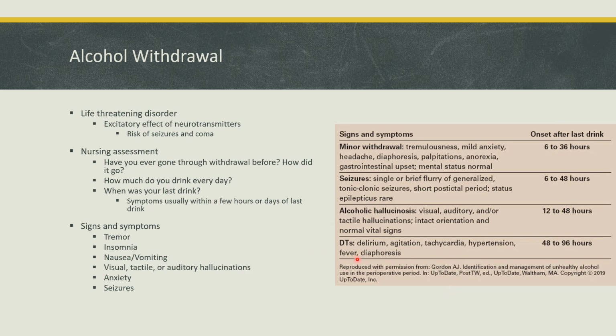And then our DTs, delirium tremens is what DT stands for. So this is delirium, right? They're going to be super confused, with sudden onset confusion, agitation, tachycardia, hypertension, they'll have a fever, they'll be super sweaty, and we're at a really high risk of seizures and coma.